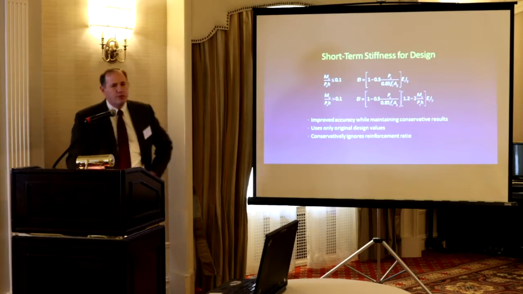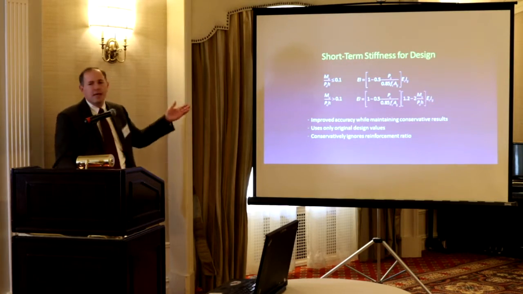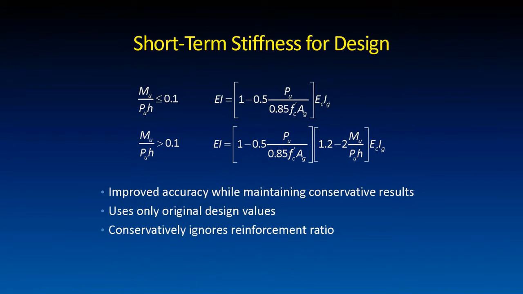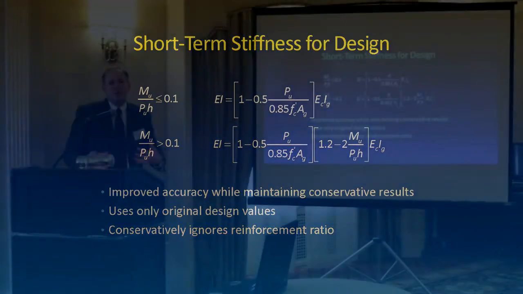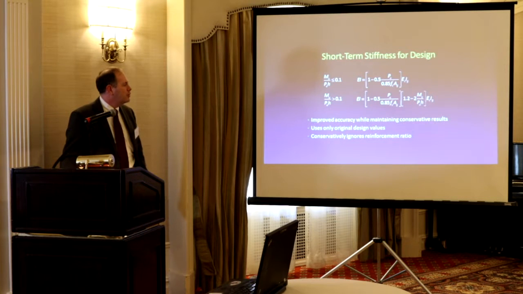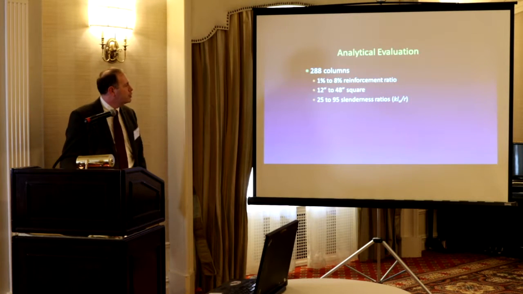This gave really improved accuracy. It maintains conservative results. We base it to be conservative. We use only original design values. Again, as I mentioned, we're trying not to think about how much steel gets in it. If I'm analyzing, that's one thing. But if I'm actually trying to design, I want something where I don't have to know what the column is to start with, except, obviously, the gross size. I'm going to try a size and see if it works. And then, as I just mentioned, we conservatively ignore that reinforcement ratio.